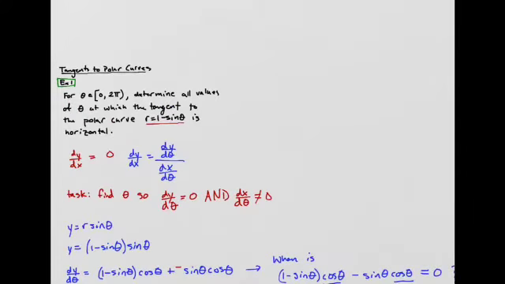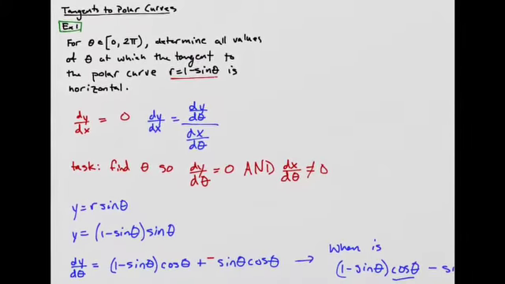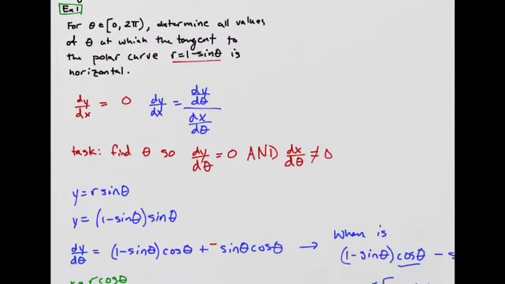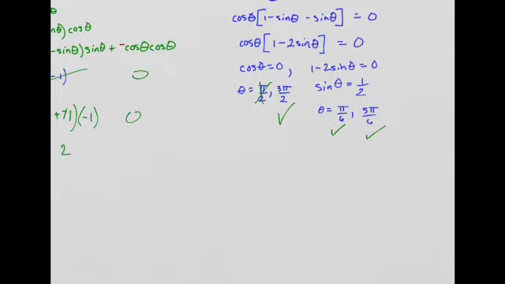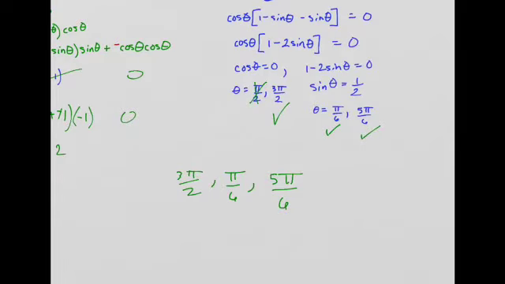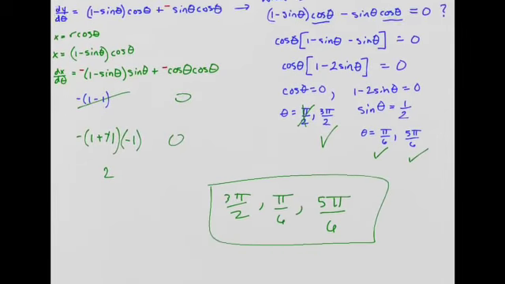It's saying find the exact values of theta for which the tangent to the curve is horizontal. So that means that 3 pi over 2, pi over 6, and 5 pi over 6. And if we were to graph it, hopefully we'd see those 3 spots.